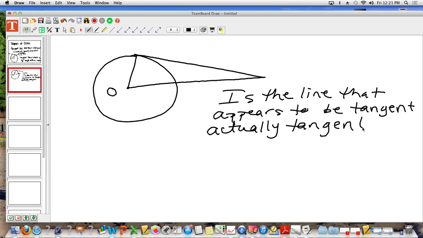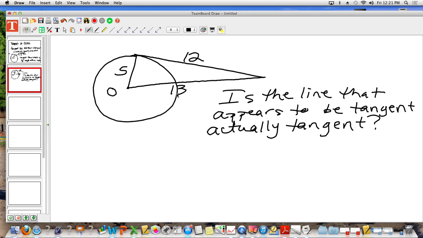Is the line that appears to be tangent, that you drew to be tangent, is it actually tangent? No. And I'm going to tell you this, that the radius is 5, so we'll go ahead and label that 5. And I'm also going to tell you that this right here is 12, and that this right here is 13.